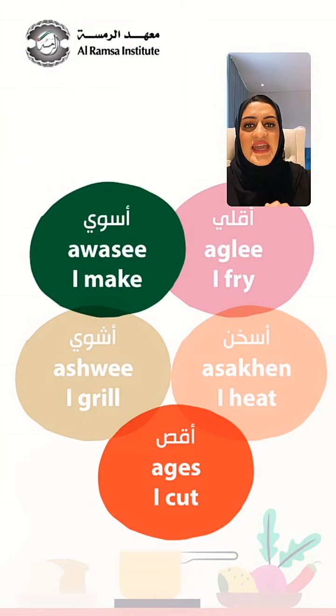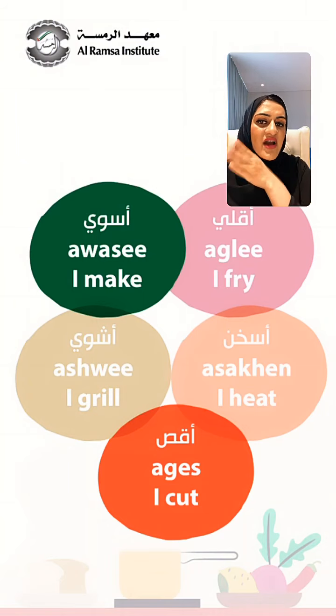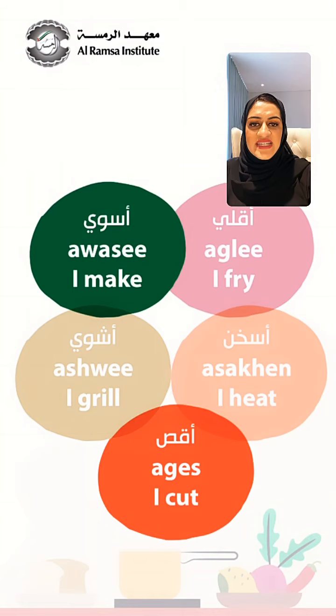Okay, I grill is أشوي. So maybe sometimes you say it as an adjective, like grilled fish or grilled meat or grilled chicken. So you can say سمك مشوي, دياي مشوي, لحم مشوي. تمام? So أشوي is the verb, that's why it's I grill. Now I heat is أسخن, like أسخن الغداء, أسخن العيش, أسخن البرياني, أسخن الخبز. So you say I heat, أسخن.